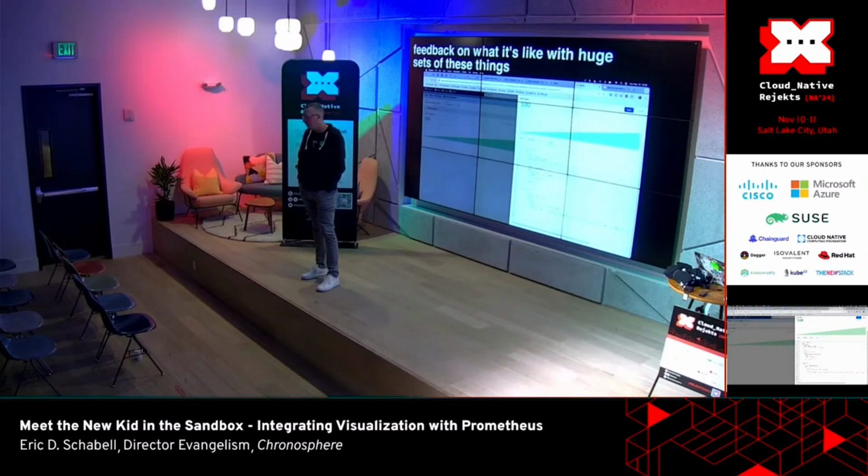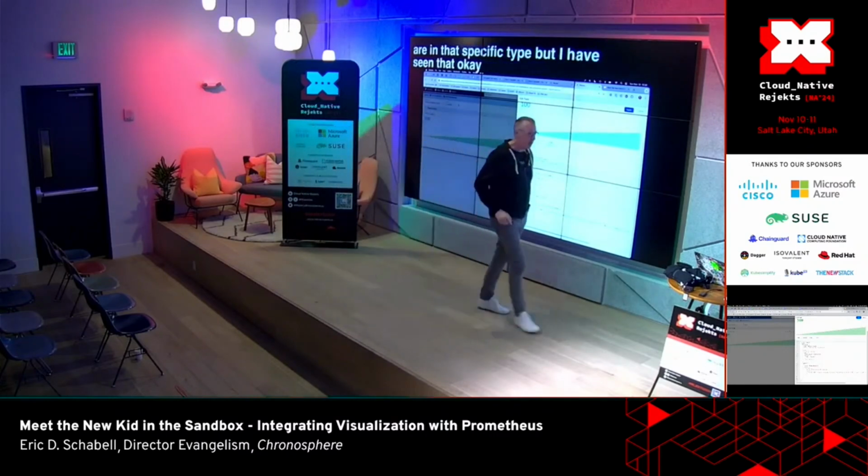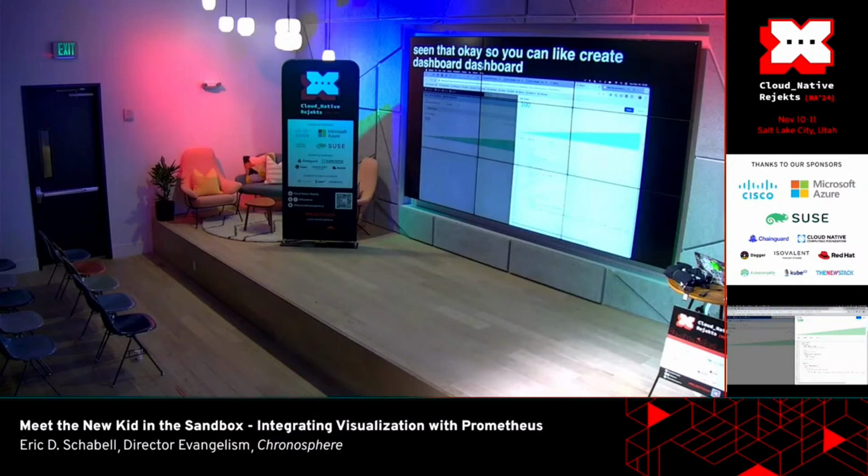The table widget looks cool. Is it possible to add links in that new table widget? Is it possible to add links to other dashboards the way you can with the Grafana table widget? I don't know if in that specific widget, or in that specific type, but I have seen that. Okay, so you can create dashboard hierarchies and navigation right here. See this here?